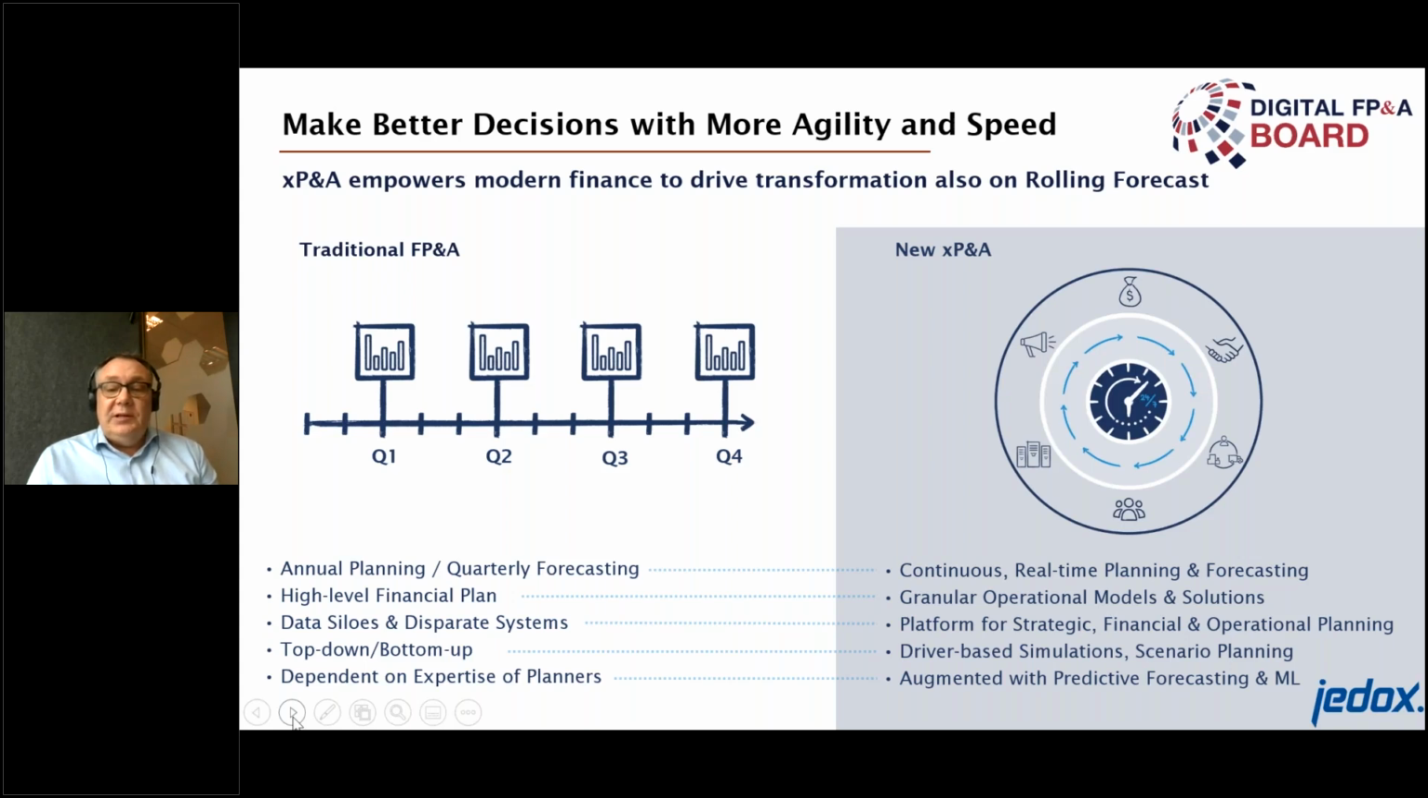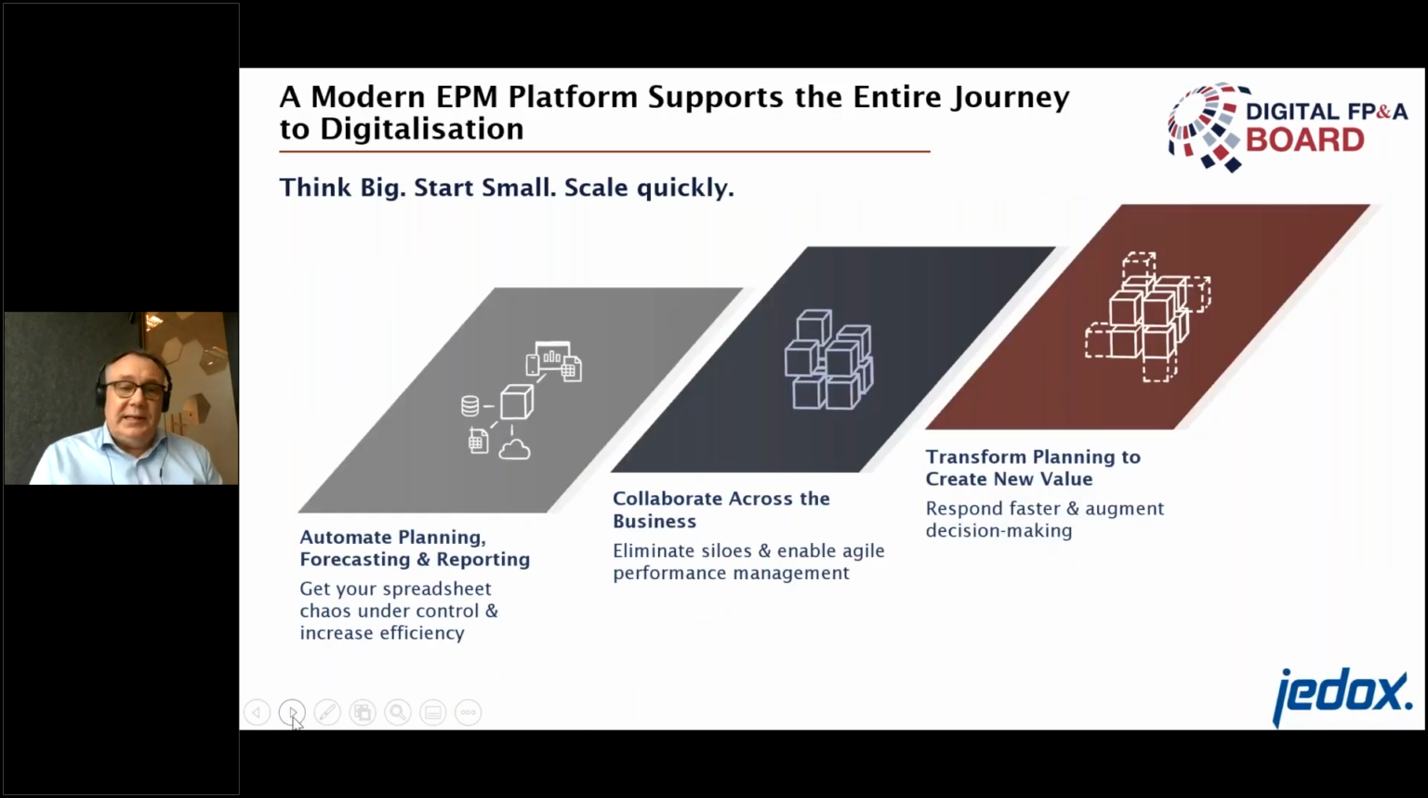When we look at the next slide, what are the three different topics which we are supporting? A modern enterprise performance management platform supports the entire journey to digitalization. What you start with first is that you want to automate all your planning, forecasting, and reporting processes. You want to get your spreadsheet chaos under control and increase efficiency, with no more manual entering or manual processes and flows. You want to be automated.